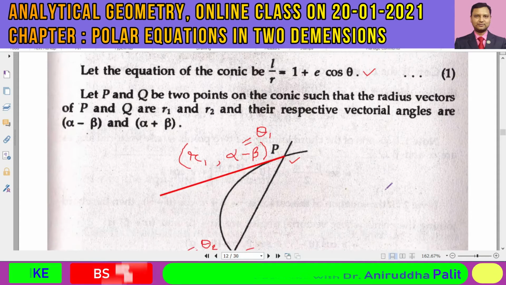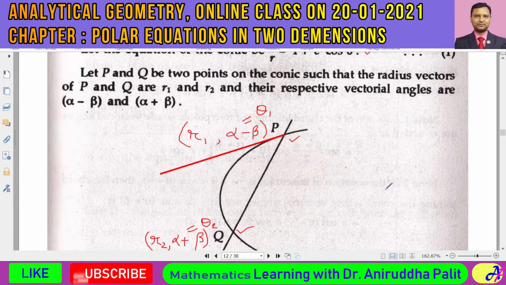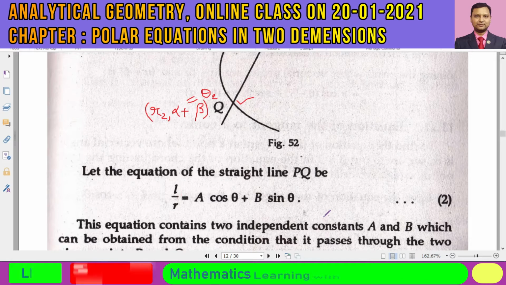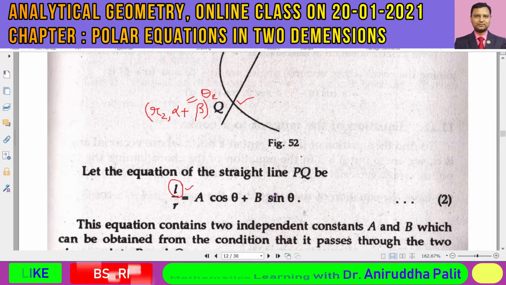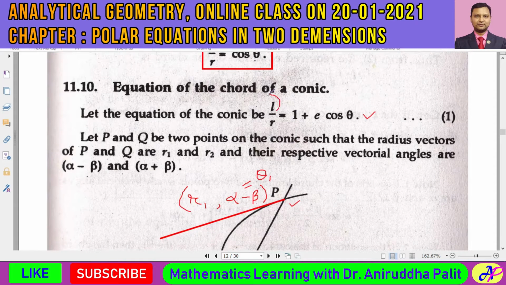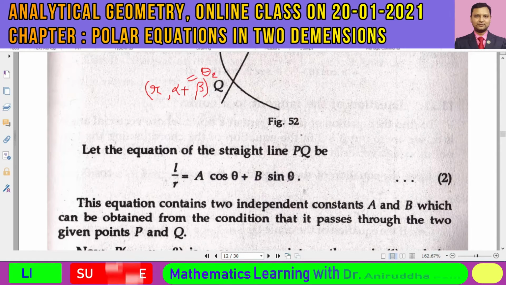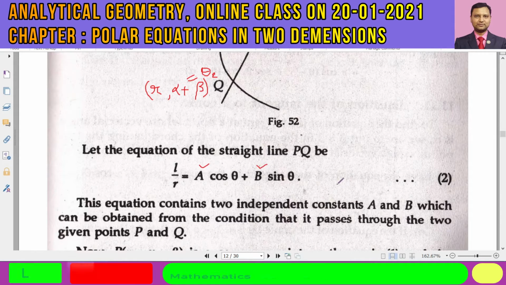We know that PQ is a straight line. Therefore, the equation of a straight line can be written in this fashion. Over here, we used to take 1 by R is equal to A cos theta plus B sin theta. Now, for the sake of simplicity of the calculation, in place of 1, we are considering small l. This is the semi-latus rectum of this conic, small l. Be very careful about it, because this is the first mistake that you generally make in the exam. So we consider L by R is equal to A cos theta plus B sin theta, where A and B are two unknown quantities.